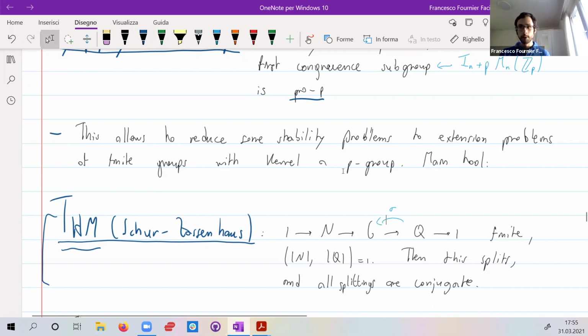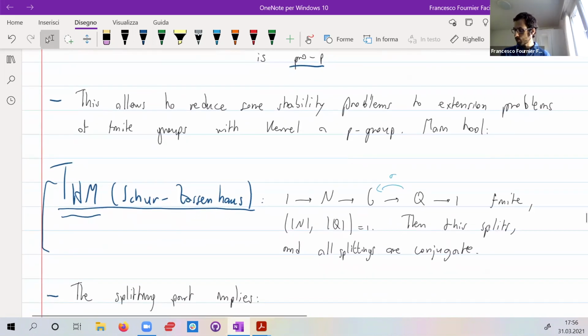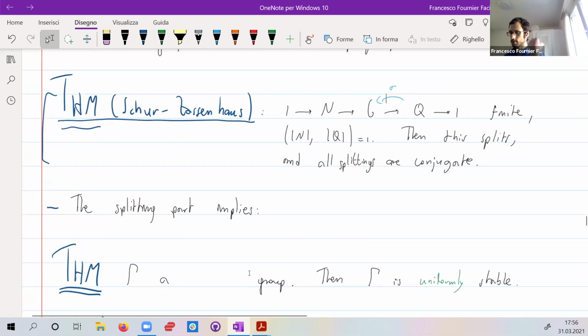It works very well in our context and allows us to prove stability of many groups, assuming certain restrictions on the orders of the finite quotients. So let me be more precise about this. There are two parts of this theorem: the part that these extensions split, and the part that all splittings are conjugate. The splitting part, the fact that these extensions split, allows us to prove that the following groups are uniformly stable.